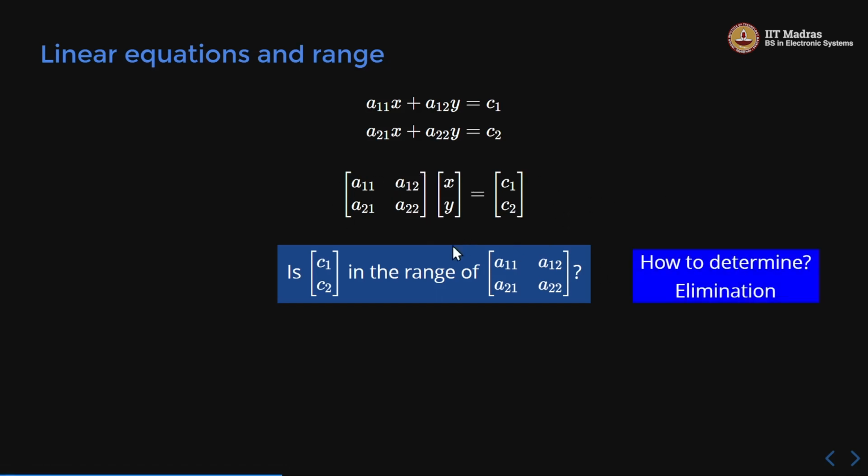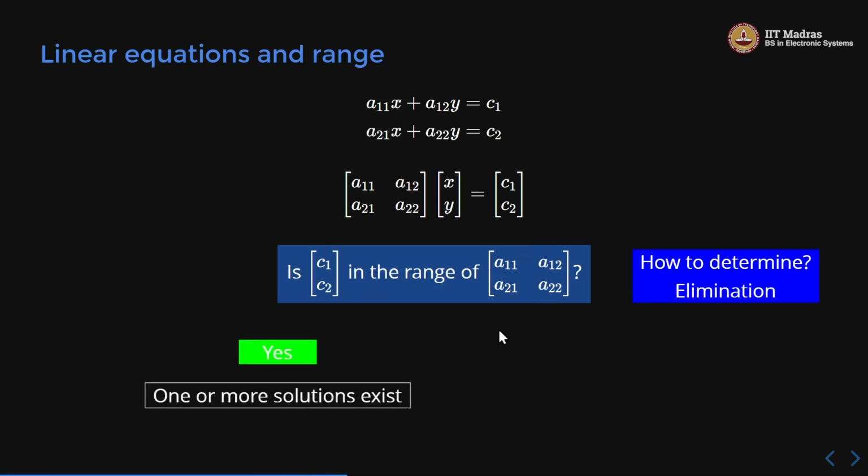So how do we determine this? You do elimination. You've seen solutions to linear equations: you write this matrix down, put a long line, put c1, c2, and start eliminating. Then you'll see the conditions under which something becomes zero and non-zero, and you know whether or not this is in the range. So that same process can be used to determine whether (c1, c2) is in the range. If the answer is yes, then one or more solutions will exist. If the answer is no, no solution exists.